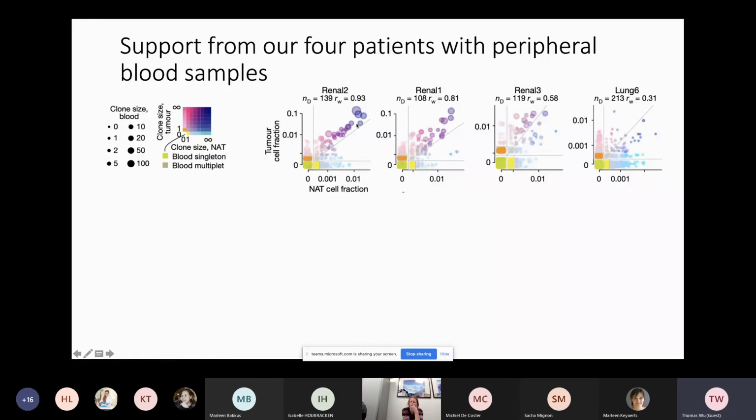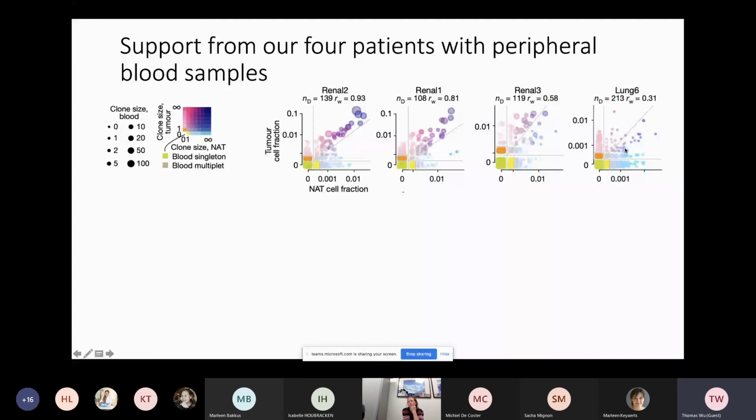And by the size of the dot, we're going to indicate the clone size. So the large dot means they're expanded heavily in the blood compartment as well. And that's interesting because you can see that the dots along the diagonal are also large, supporting our hypothesis that the expansion in both tumor and NAT could be attributable to the expansion in the blood. And conversely, in the patients that didn't show this parallel dual expansion, we didn't see much expansion in the blood.